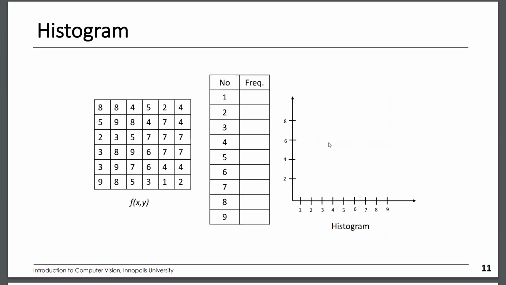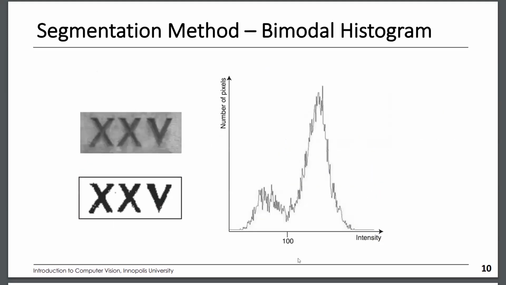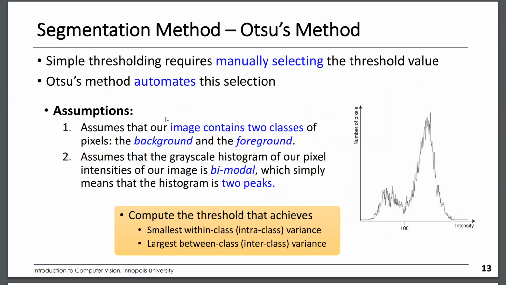And if we, as you said, just try to find the peaks using some algorithm, again, we will have to do it manually. So Otsu's method automates this selection. So what are its assumptions? It assumes that our image contains two classes.